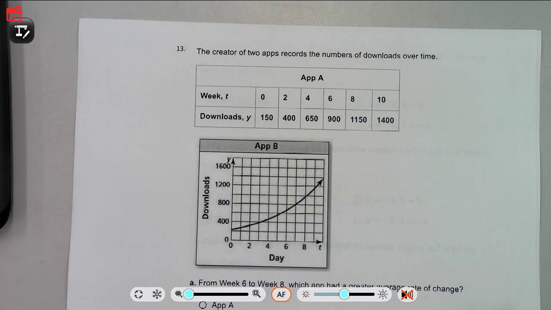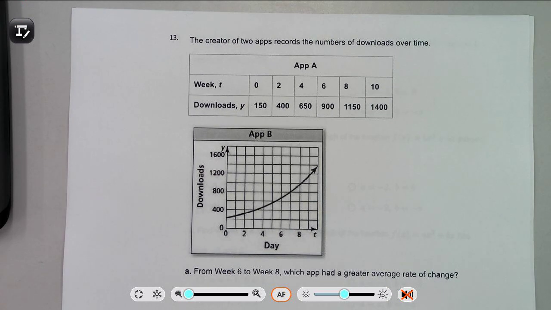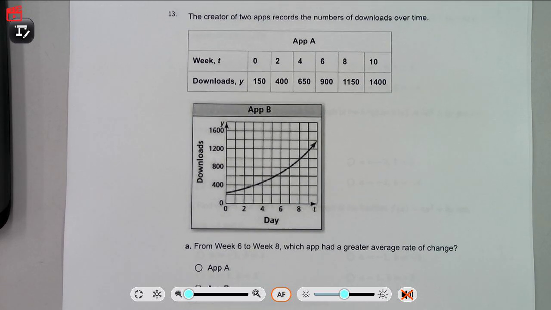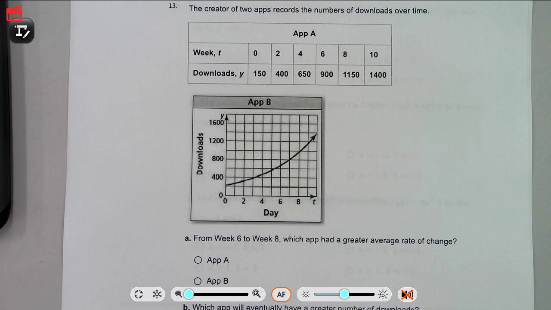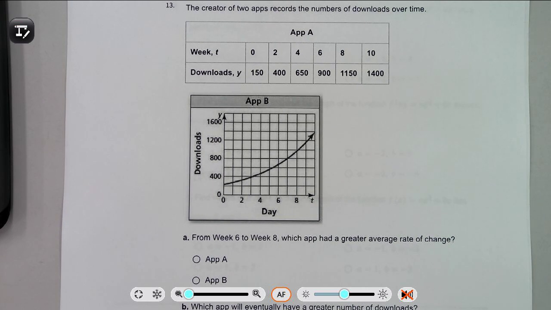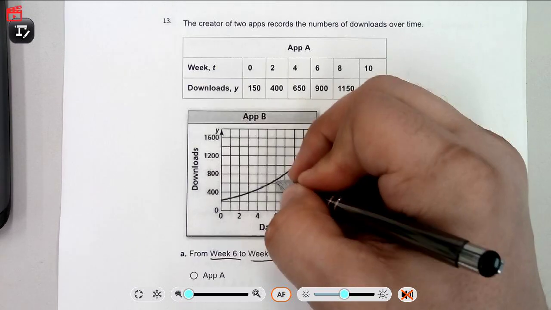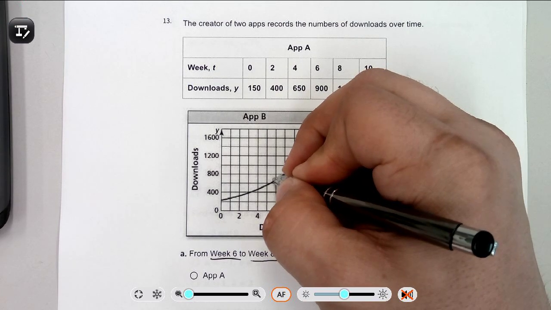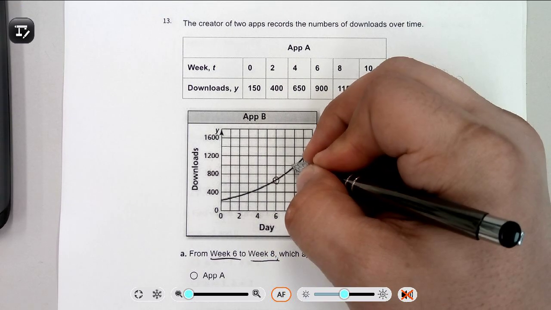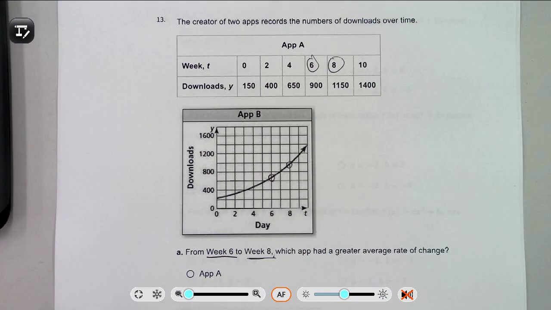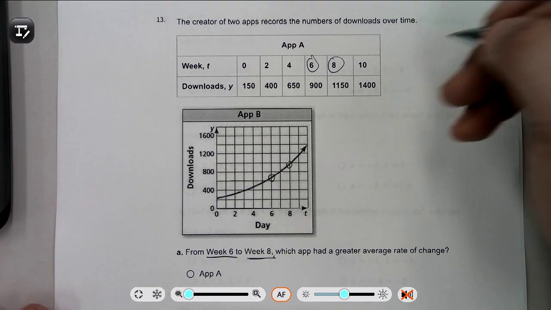Number 13. The creator of two apps records the number of downloads over time. We've got app A, we've got app B. So from week 6 to week 8, which app had a greater average rate of change? So from 6 to 8 and from 6 to 8. Well, I'm going to do the table first.